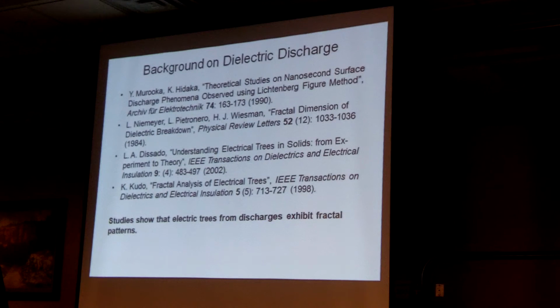This is just a smattering of papers that I used to find how fractals are used in the electrical community to quantify, or at least semi-quantify, the results from electrical discharges. So they can actually rate the fractal dimension of these electrical discharges and try to find some qualitative differences between different insulation materials. But the take-home message is that indeed you can use fractal analysis for the study of these events.